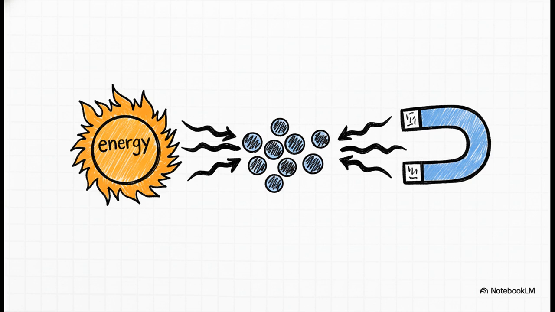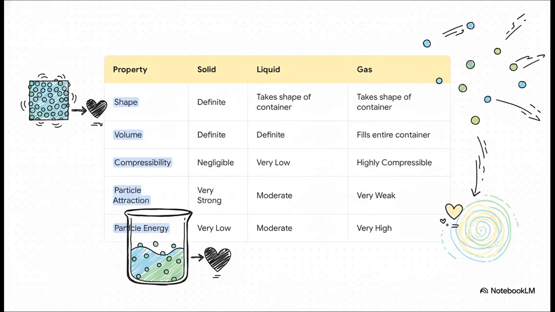If the energy is very high and the attraction is weak, you get a gas. If the energy is very low and the attraction is strong, you get a solid. Simple. And this table here summarizes it perfectly. In a solid, the particle attraction is very, very strong, and their energy is very low, so they're packed tightly together and just vibrate in place. This is why solids have a definite shape and volume.